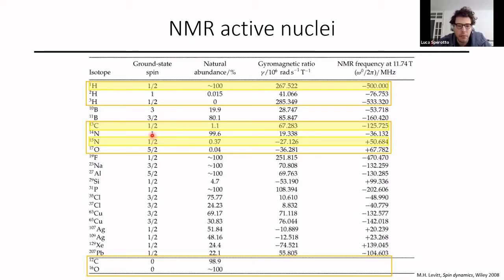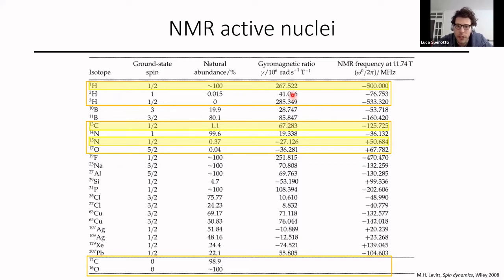So basically what we can use for our purposes is the proton and two isotopes, carbon 13 and nitrogen 15, that have spin number 1/2.